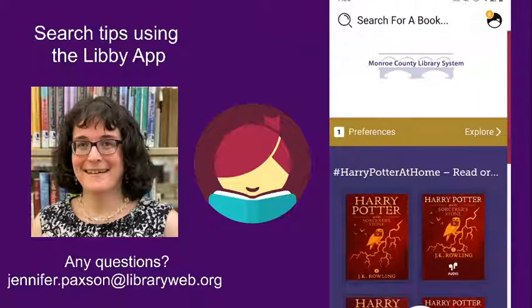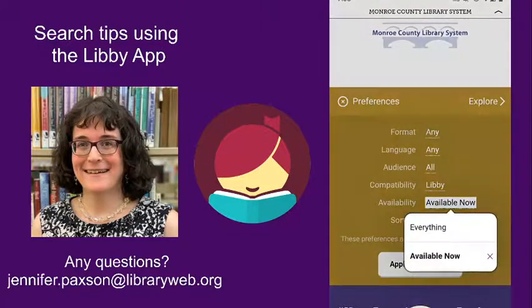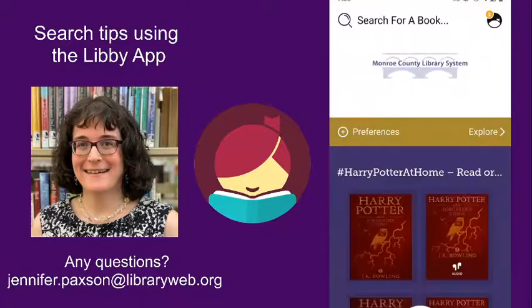Another way to search is to go into the preferences here, and you can change things. Like right now, I've only got things selected that are available now. If I leave that as a preset on my preferences, I'll never see things that are not available. So make sure that if you change anything, you undo it, otherwise you won't see everything.